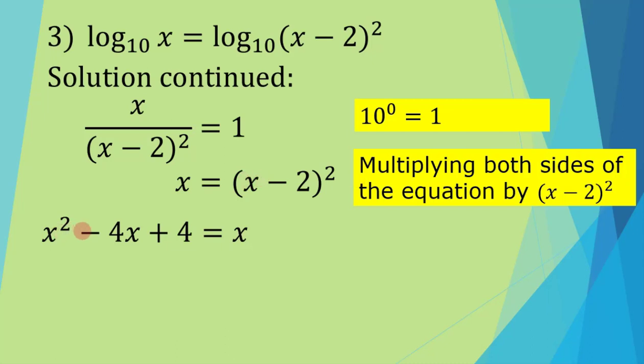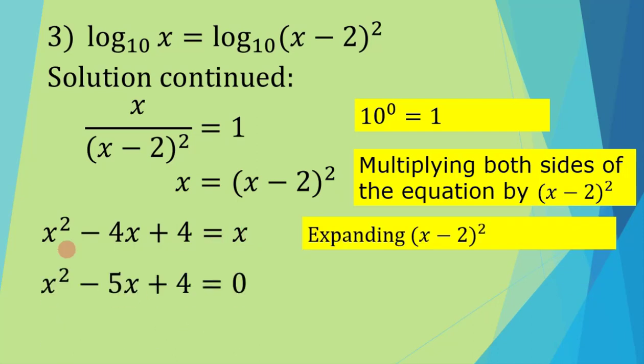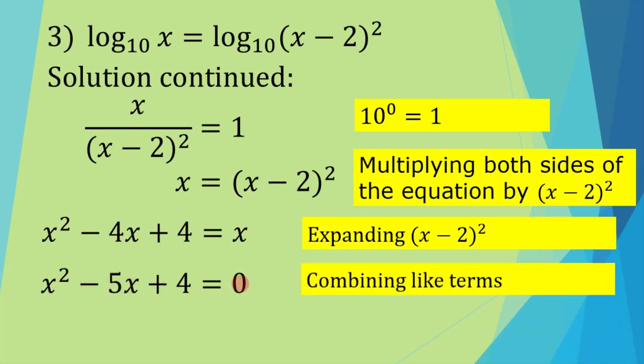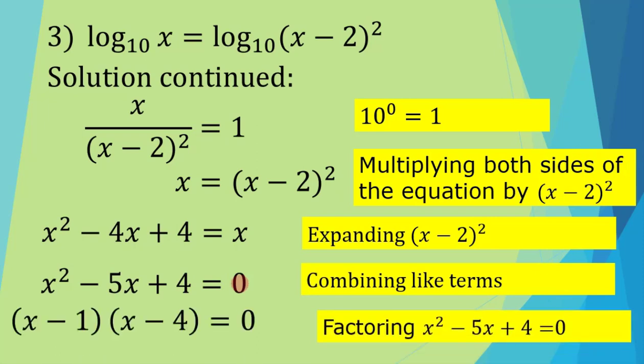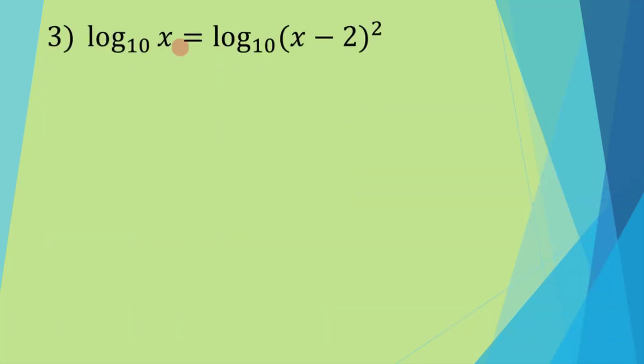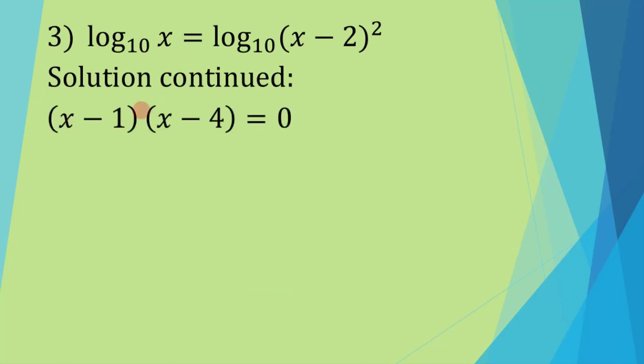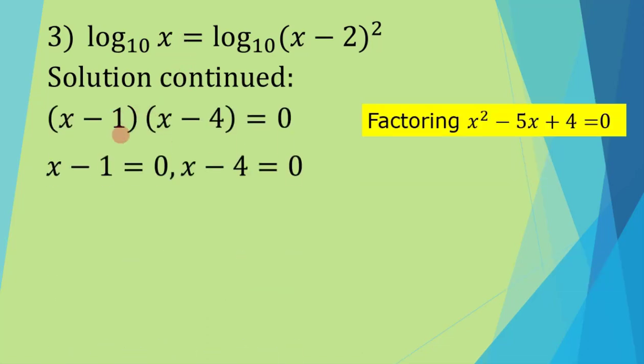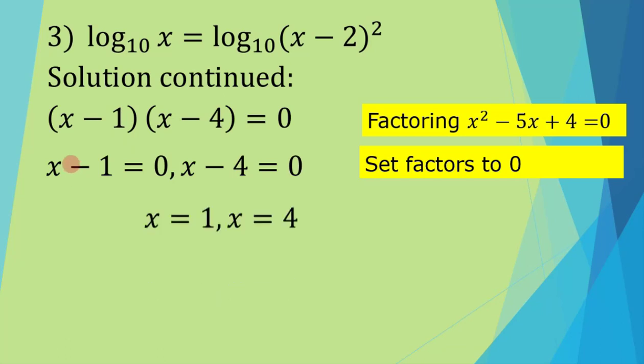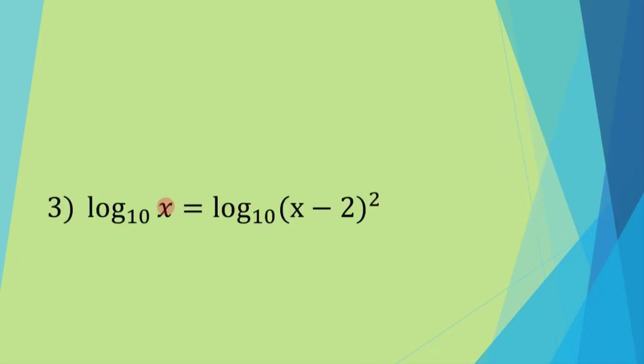Expanding this, we have x squared minus 4x plus 4 equals x, the reflexive property. Then we have to move x to the other side. That becomes x squared minus 5x plus 4 equals 0, leaving the right-hand side 0. After that, we set each factor equal to 0. But what are the factors here? We have quantity x minus 1 and x minus 4. Solving for the values of x that will make each factor 0, we have x equals 1 or x equals 4.